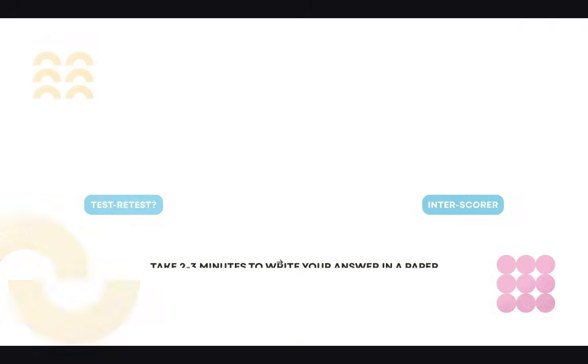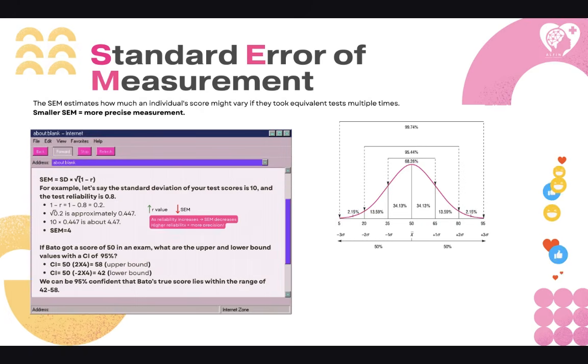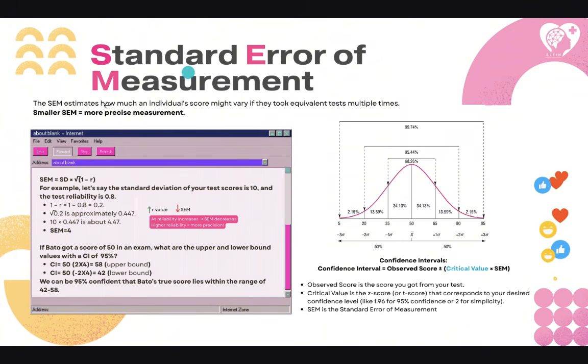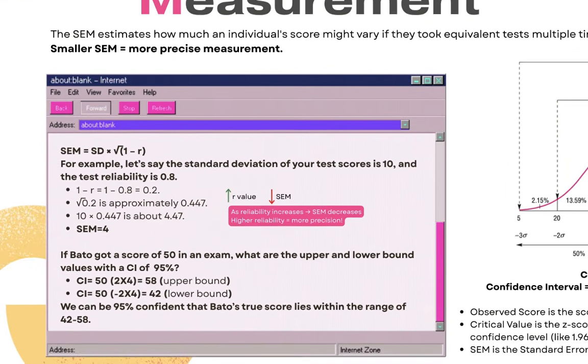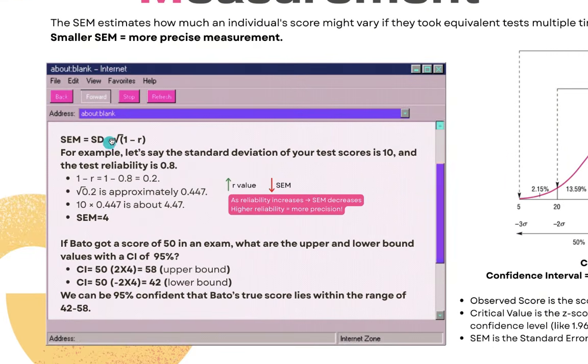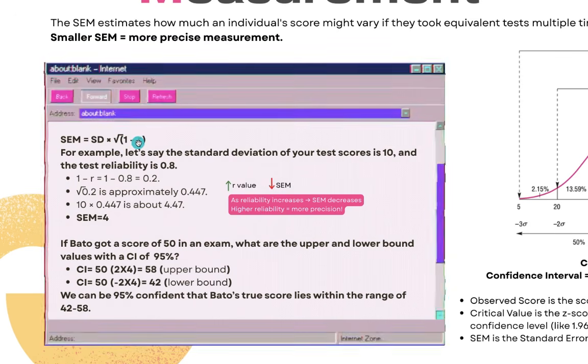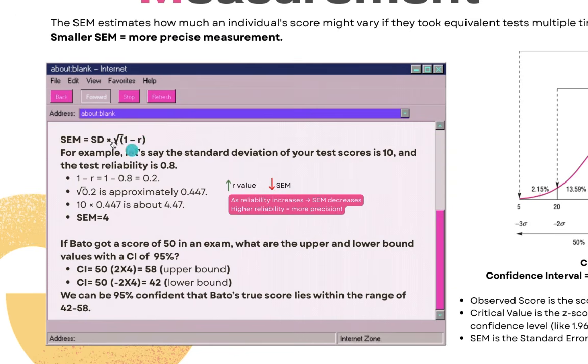Okay, we're almost done. Stay with me, okay? Don't go anywhere. So let's talk about the standard error of measurement, or in short SEM. It estimates how much an individual score might vary if they took equivalent tests multiple times. So let's take a closer look. This is the formula of SEM: it is the standard deviation times the square root of 1 minus r.